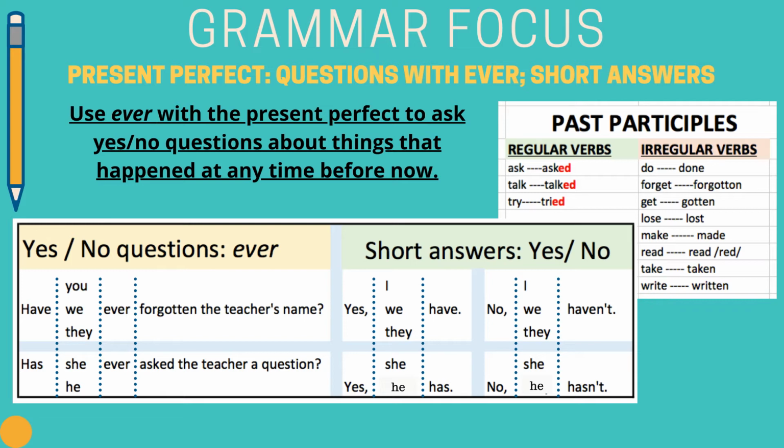Now we're going to change to the word has. Has she ever asked the teacher a question? Yes, she has. No, she hasn't. Has he ever asked the teacher a question? Yes, he has. No, he hasn't. So, remember that past participle verb goes after the word ever. You can substitute any verb as long as you're putting it after the word ever.